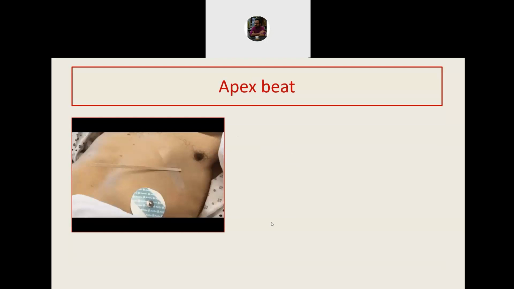Now see, look at this animation carefully. You can see there is an obviously visible impulse here that is moving up and down. While it may not be so prominent in everyone, this is the impulse that we call the apical impulse or the apex beat. How is it caused? This is caused by contraction of the left ventricle during systole.